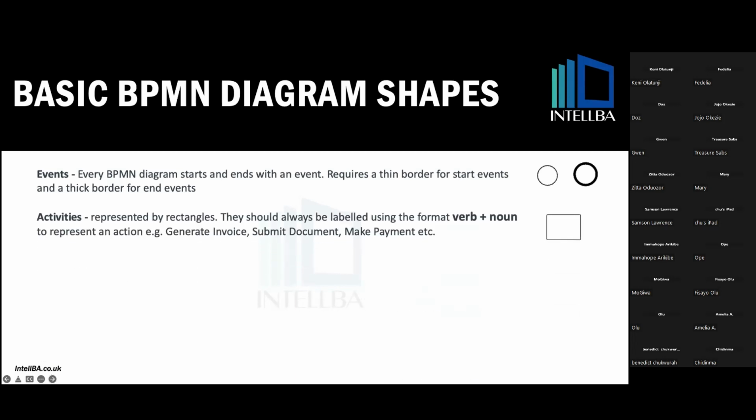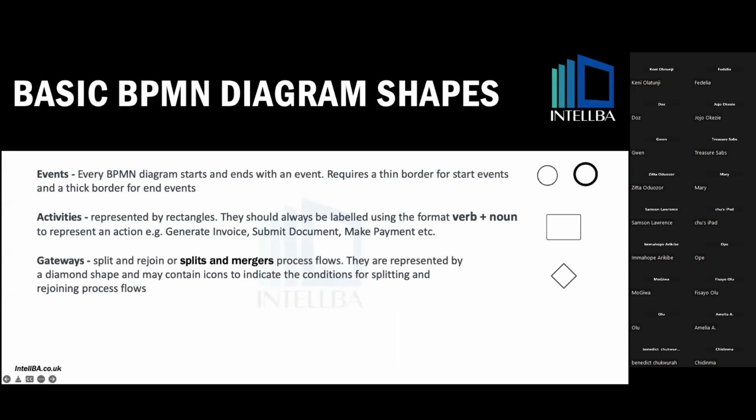Then we have the rectangle box. This is the activity box. This represents an activity, and anything you write inside the activity must always be written in the format verb noun. They should be labeled verb noun. For instance, generate invoice, submit document, make payment. You don't write a sentence in that. It could be make a payment or generate invoice from something, but it must be verb noun.